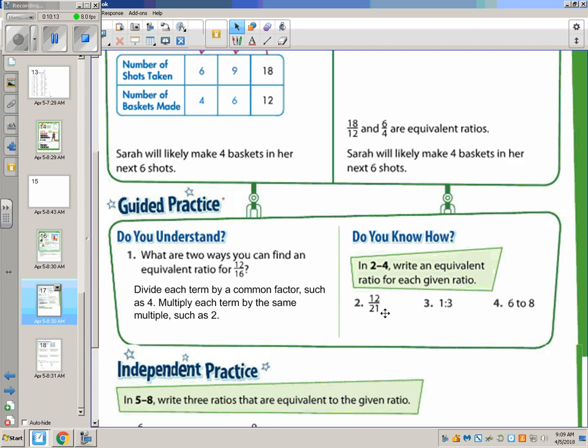I know that 12 and 21 share a common factor of 3, because we just did common factors and multiples in the chapter before this, and that's part of the reason why they had us do that, because that will help us when we're working with these ratios. Because I know that these share a common factor of 3, I'm going to divide both the top and the bottom by 3. So 12 divided by 3 would be 4, and 21 divided by 3 would be 7. So an equivalent ratio for 12 21s would be 4 7. I want you guys to try 3 and 4 on your own.